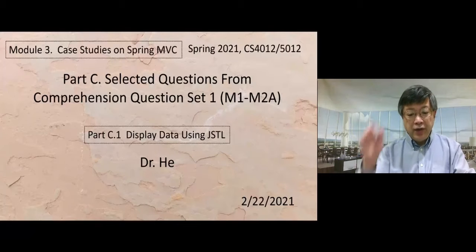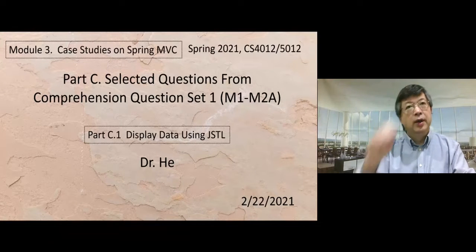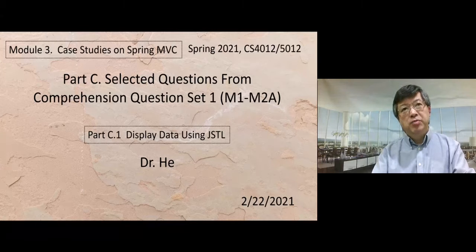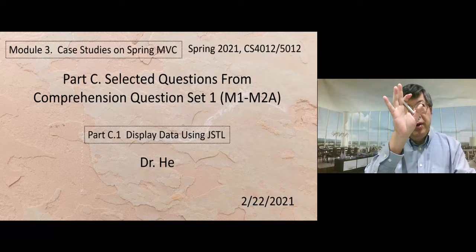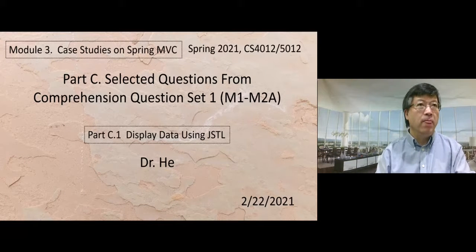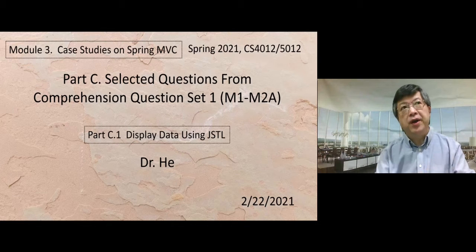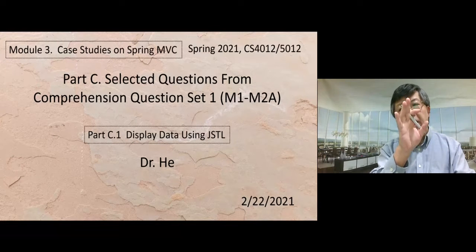Part C, selected questions from comprehension question set 1. For this part, I want to explain many selected questions from comprehension set 1. We have 50 questions there. Some of the questions I like to explain background a little more.